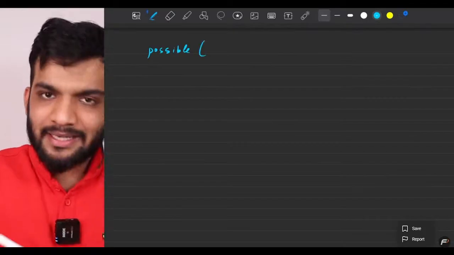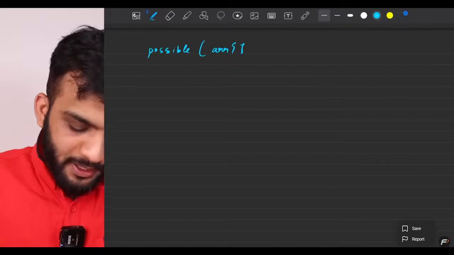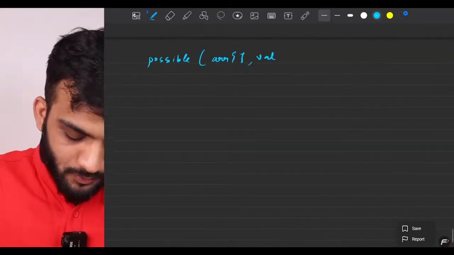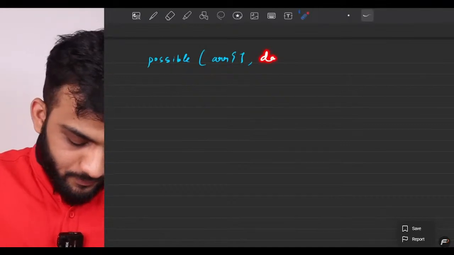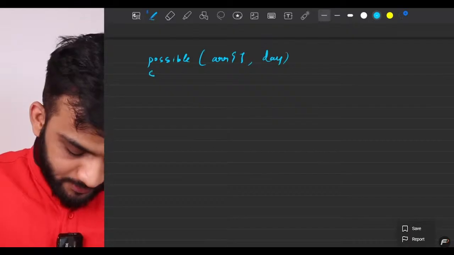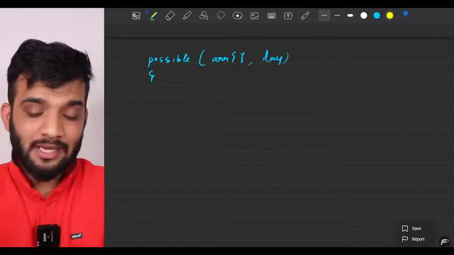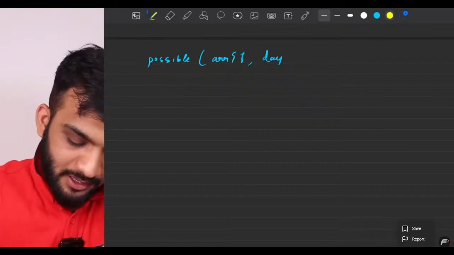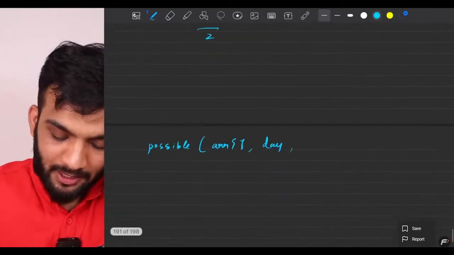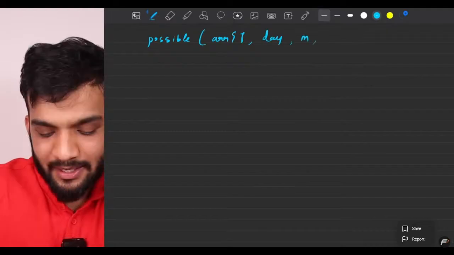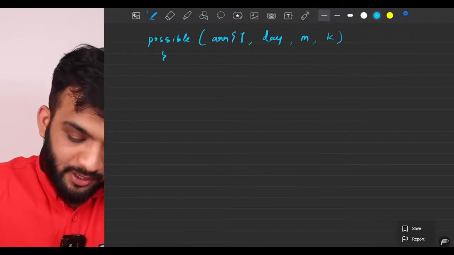So I'm basically taking this array which has all the bloom days, and I'm passing it a very simple value. So what is this value? I can say the day. Okay, I'll say day, and this is where I start writing the code. If I'm giving you this day, I'm also giving you m and k. So these are the number of bouquets I need, and this is the adjacent that you can have. Perfect. Let's start writing code.